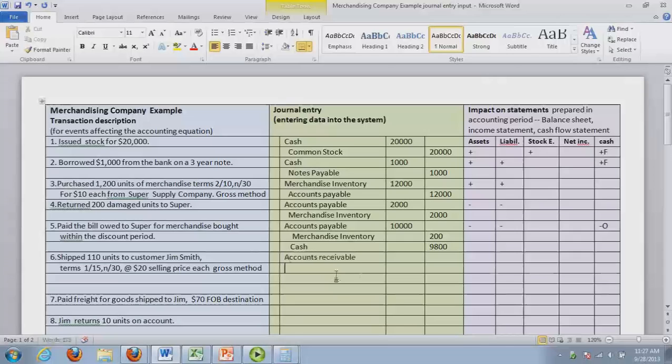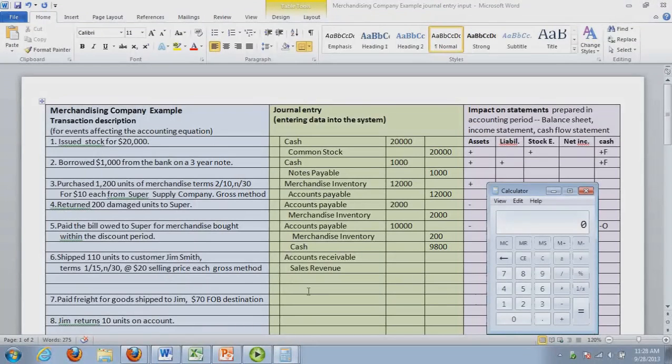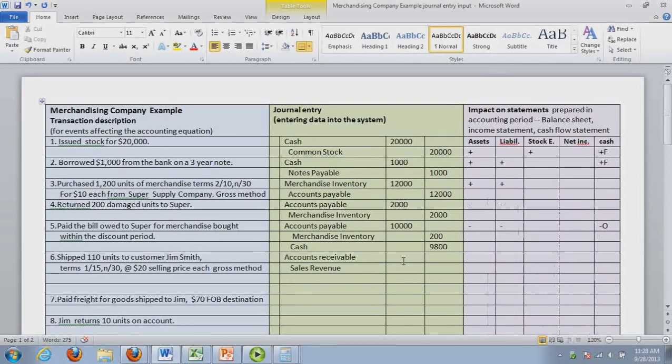So there's accounts receivable, and you can shorten it to sales. I'm going to go ahead and put sales revenue since it's relatively new. The retail price was given, $20 selling price. So if we take 20 times 110, I've got 2,200. Hopefully that's right. But it's really hard not to make errors with so much detail. Well, I'm very good at making errors anyway.